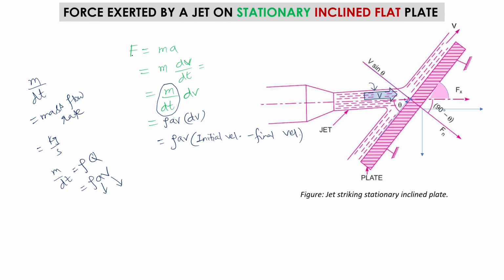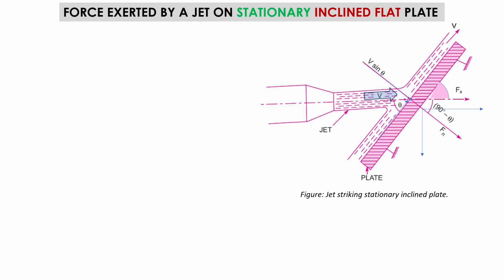So if I am talking about the value of Fn, then how am I going to write that? This is exactly what we studied in the previous lecture. Now I am going to show you how I directly write this rho A V into initial velocity minus final velocity. I will skip these parts and directly jump from here to here in later classes. So let's see what we have got here.